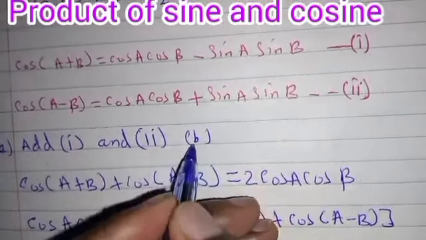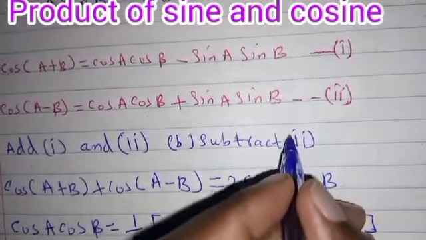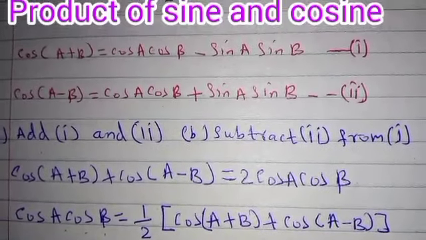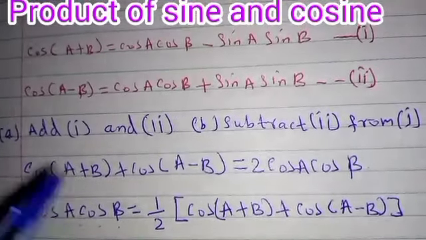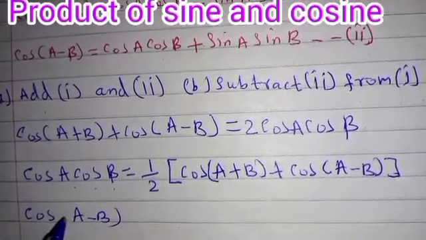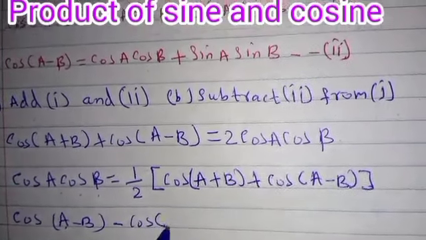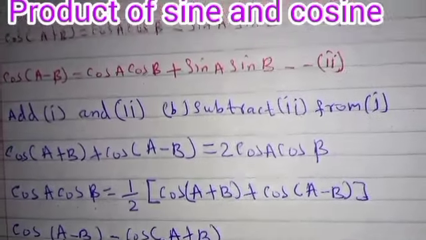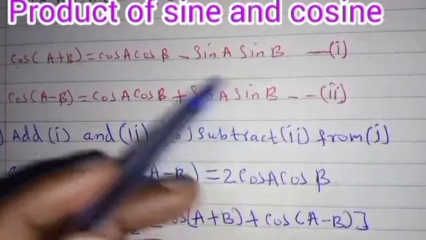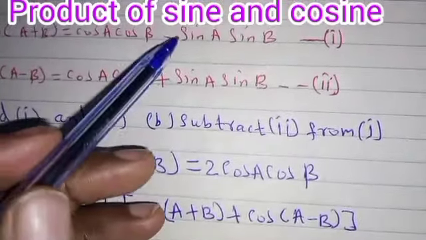So part B of this, you subtract 2 from 1. On the left hand side, we will have cos of (A minus B) minus cos of (A plus B). Then cos A cos B minus cos A cos B will cancel. Then you have plus sine A sine B, minus, and the minus will give you plus. So you are going to have sine A sine B plus sine A sine B.